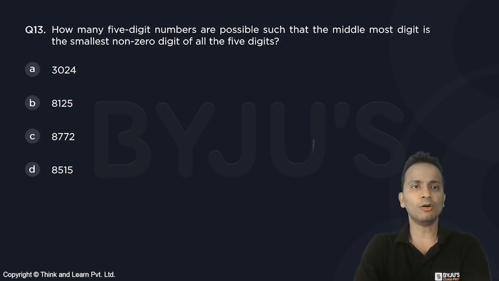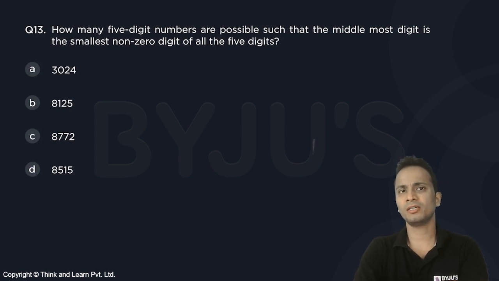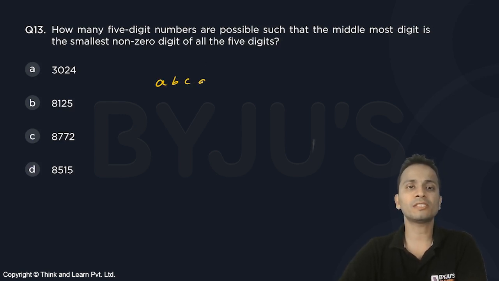Now here what we have to do is we have to make all 5-digit numbers. Since it is not mentioned whether repetition of digits is allowed or not, we'll consider that repetition of digits is allowed, such that the middle digit is the smallest. Since they have mentioned that the middle digit is the smallest, that means singular, so the middle digit will be unique.